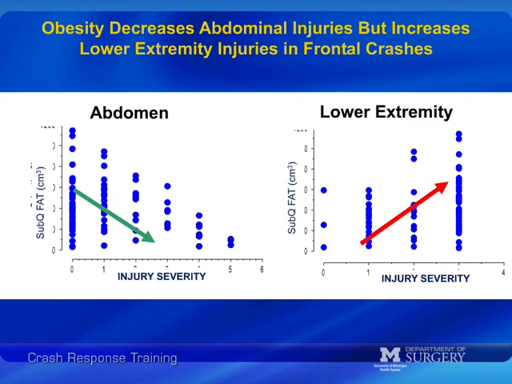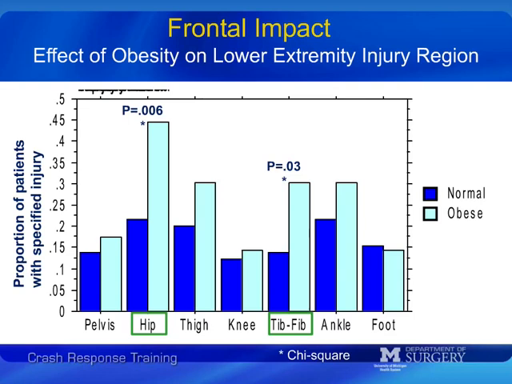On the right side of the graph, you can see the same plot of subcutaneous fat volume on the y-axis versus increasing severity along the bottom x-axis. There is an increase in greater severity injuries to the lower extremity as one gets fatter. This graph shows the effect of obesity on lower extremity injury region in frontal crashes. The obese occupants have a markedly increased chance of hip fractures, which include femoral neck fractures. If they're obese, they also have an increase in tibia and fibular fractures, as we saw in our last case.